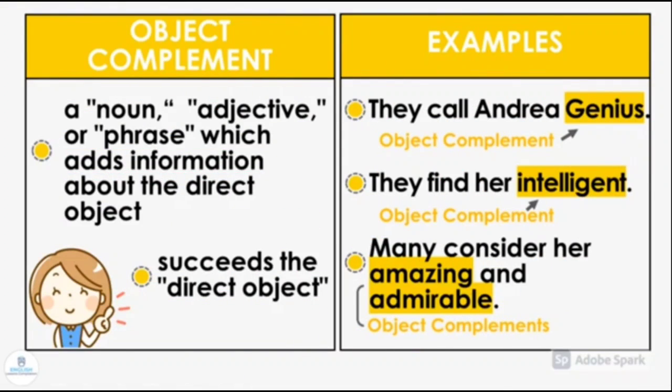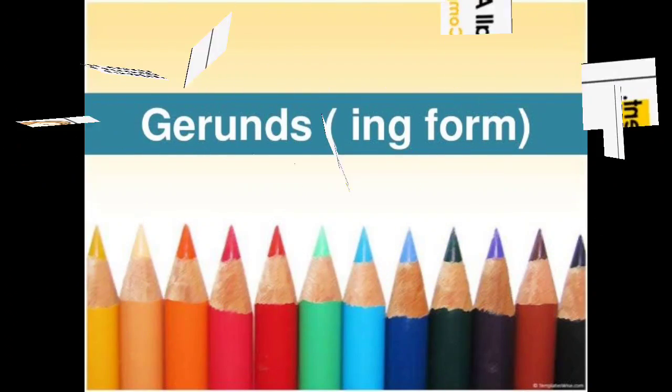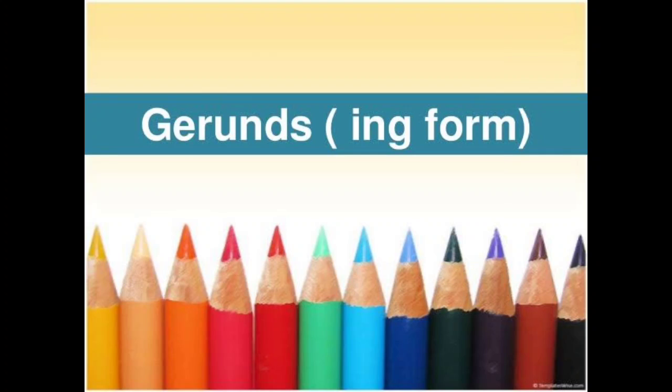And the next topic we discussed is gerund. Let's see about gerund. What is a gerund? A gerund is a noun made from a verb by adding ing. The gerund form of the verb read is reading. You can also use a gerund as a subject or as a complement or as an object of a sentence.